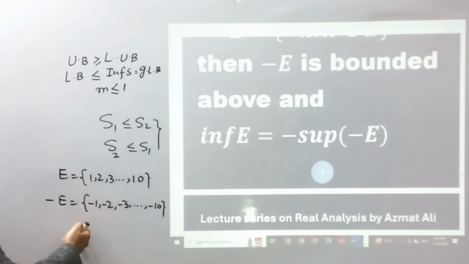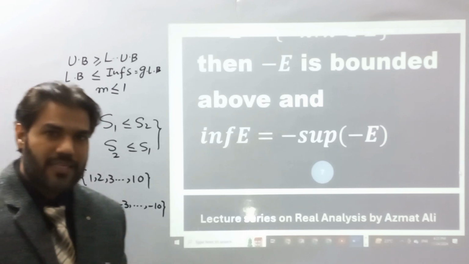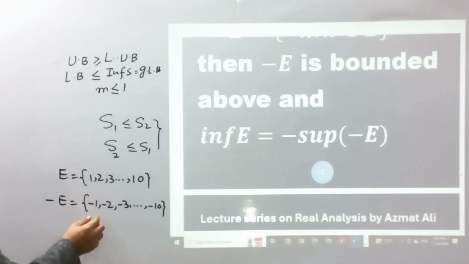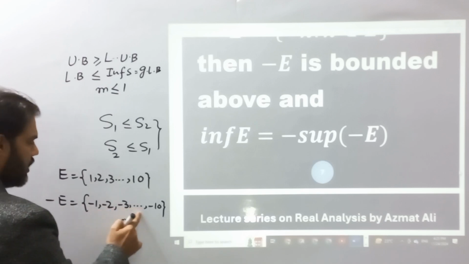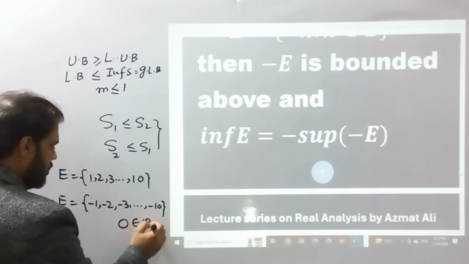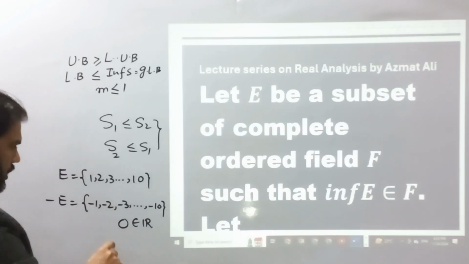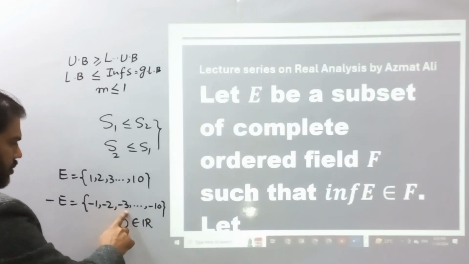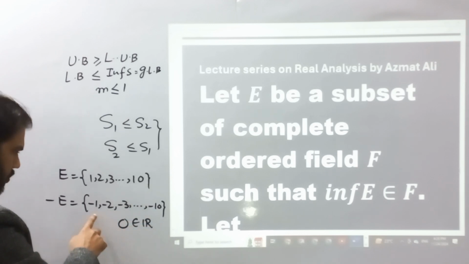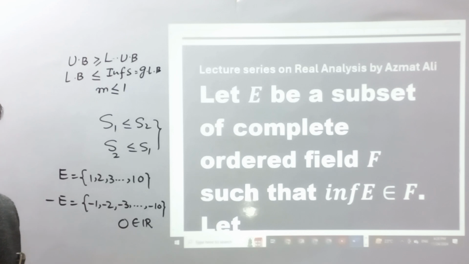Clearly, we have to show that minus E is bounded above. Bounded above means a set which has an upper bound. You can notice that there are many elements which are greater than the elements of set minus E. For example, one of the elements which is greater than minus 1 is 0. 0 is greater than all other elements of minus E, and 0 also belongs to the real field R. And next we can notice that 0 is an upper bound of this set minus E according to the field R.